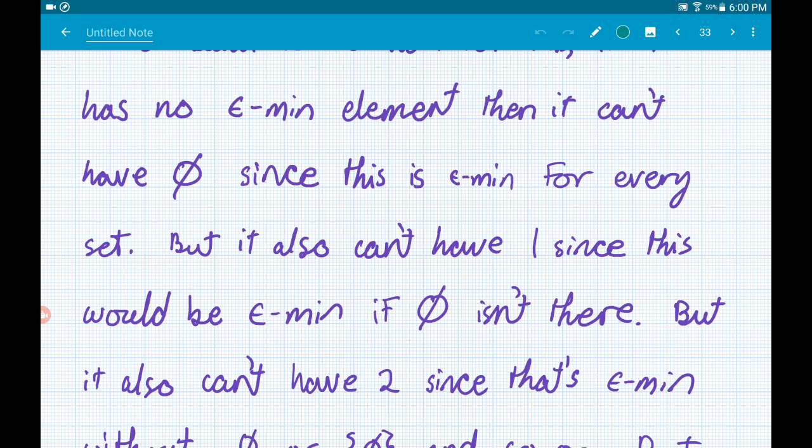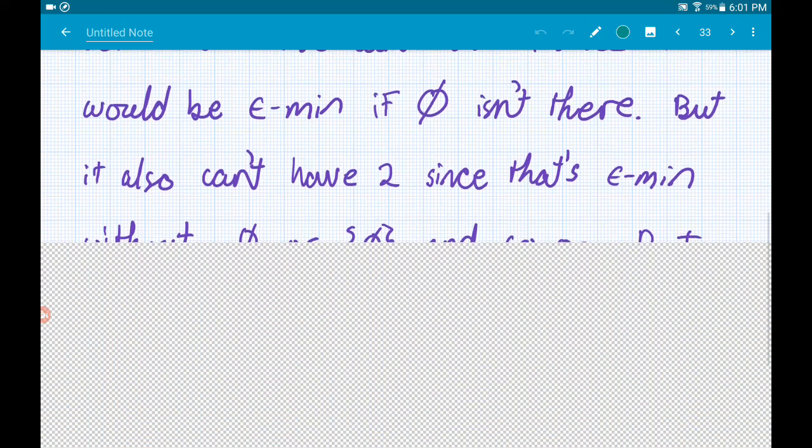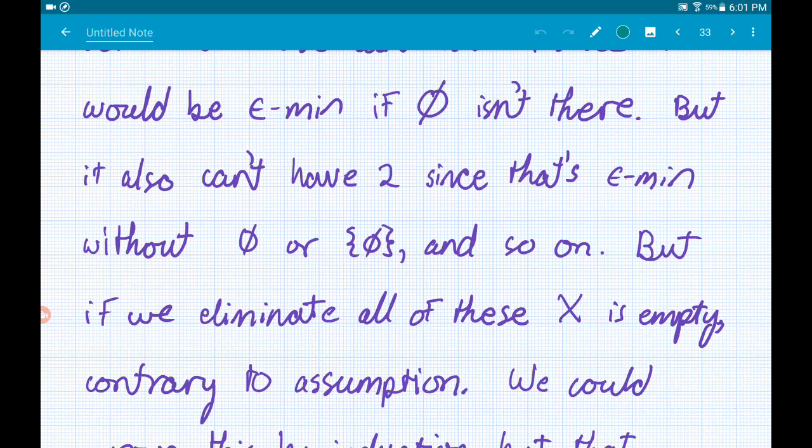Now, also, the number 1, which you recall is the set of the empty set, cannot be in X, because granted that the empty set isn't there, the number 1 would be ∈-min, so 1 can't be in X, again, under the assumption for contradiction that X has no ∈-min element. Okay, and you can proceed likewise, right? Again, on the assumption that X has no ∈-min element, it also does not have 0, and it does not have 1, it cannot have 2, and so on.